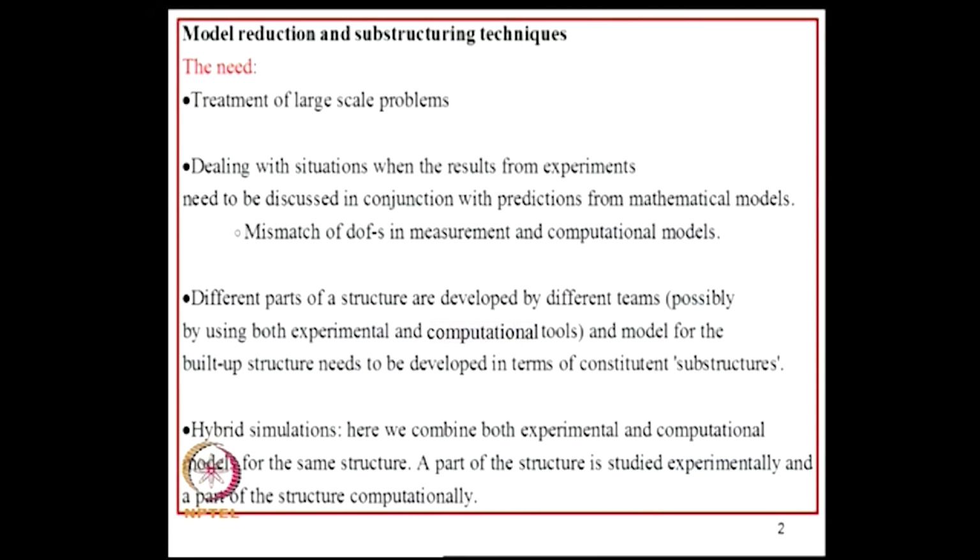There is a modern testing strategy known as hybrid simulations, where we combine both experimental and computational models for the same structure. So, what we do is a part of the structure is studied experimentally and a part of the structure computationally, and we want to in some way couple these two disparate studies and arrive at certain conclusions on global behavior of the complete structure.